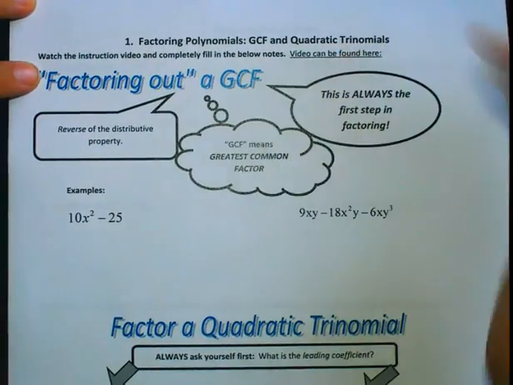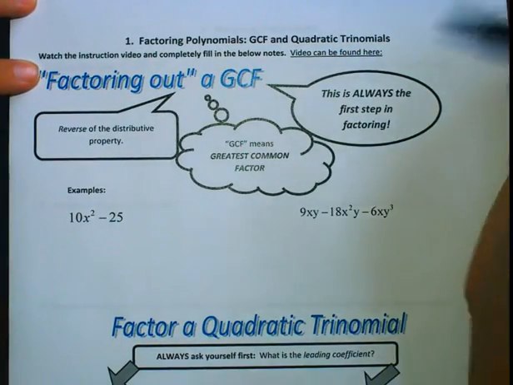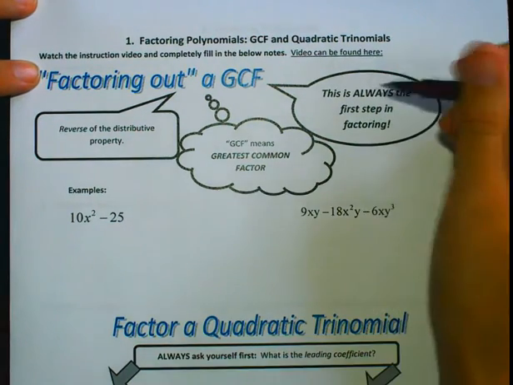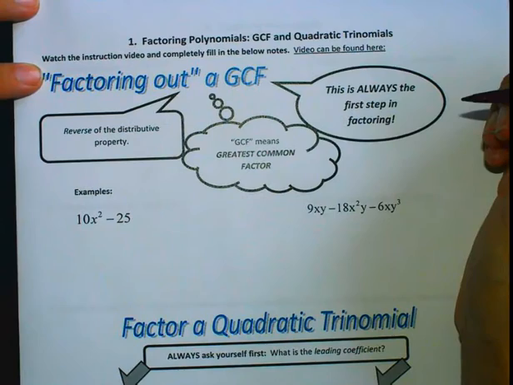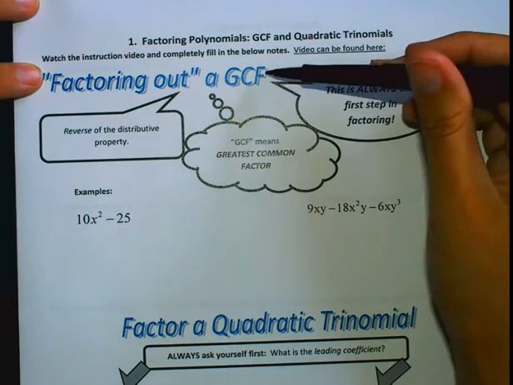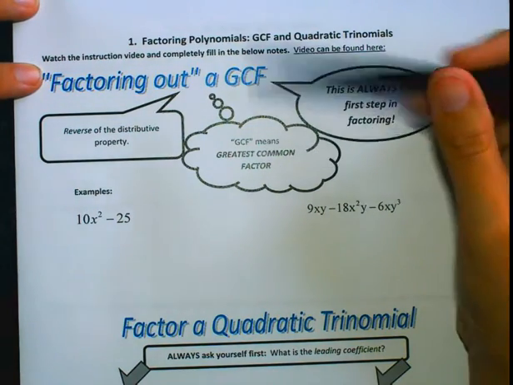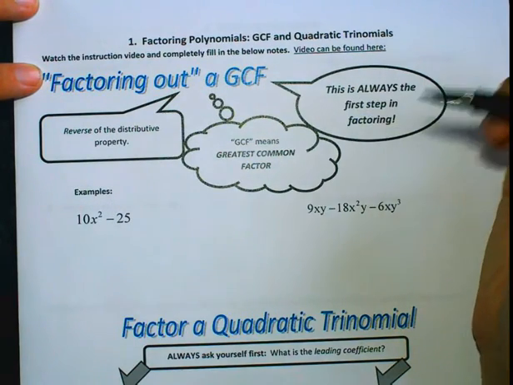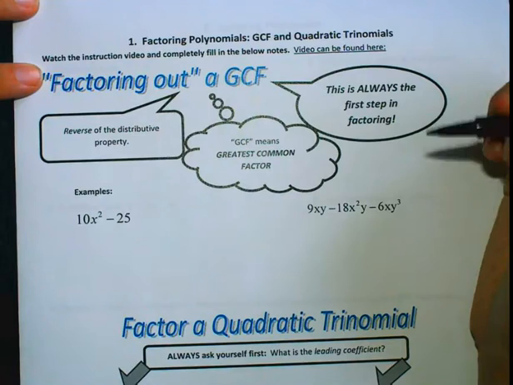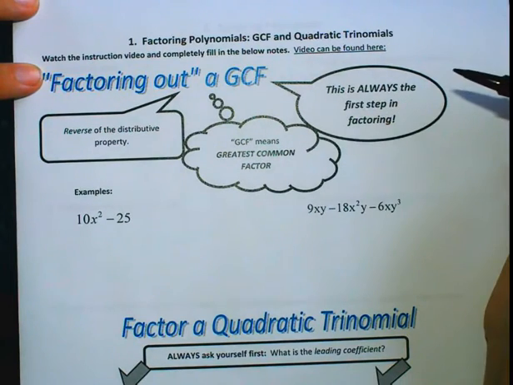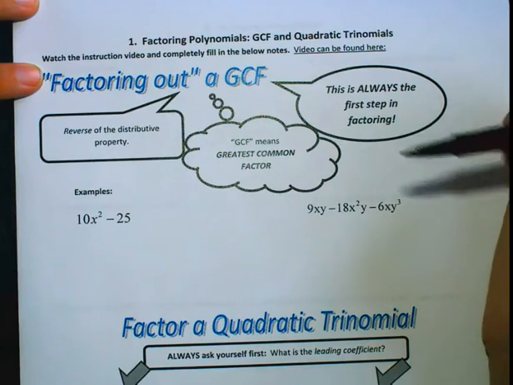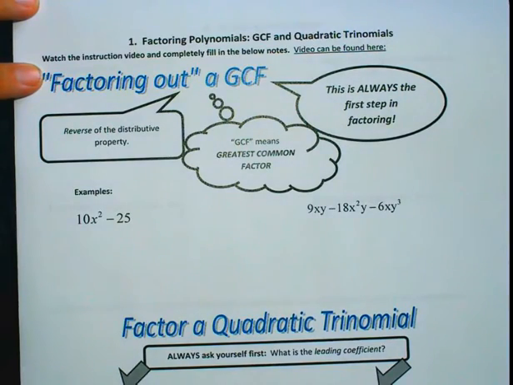Okay, factoring polynomials, GCF and quadratic trinomials. These are both reviews from Algebra 1. Remember, GCF means greatest common factor. It is the reverse of the distributive property. And you will always check for a GCF, no matter what, when using different factoring methods. GCF is always the first thing that you're going to check for.